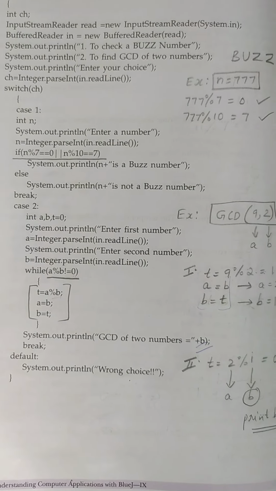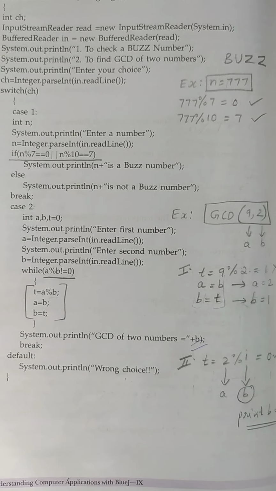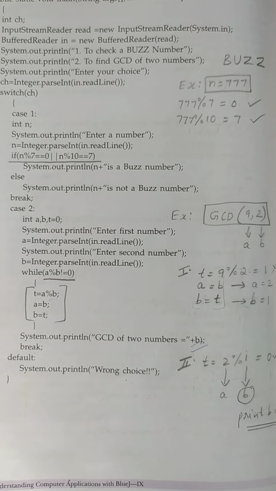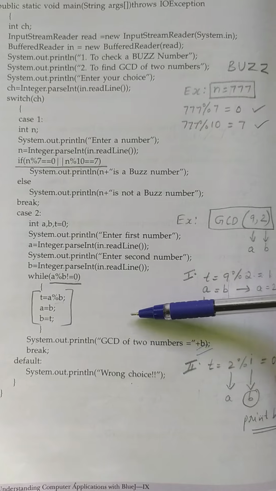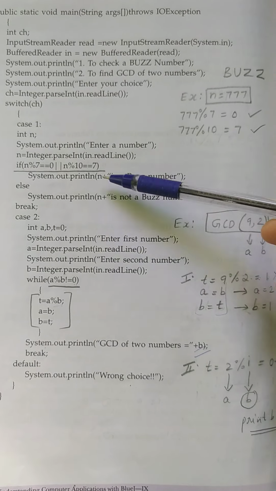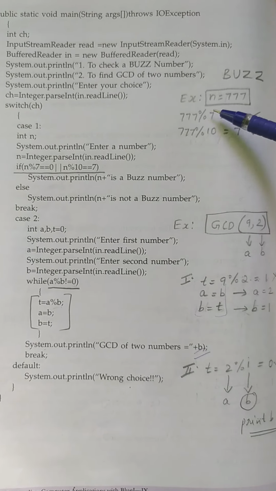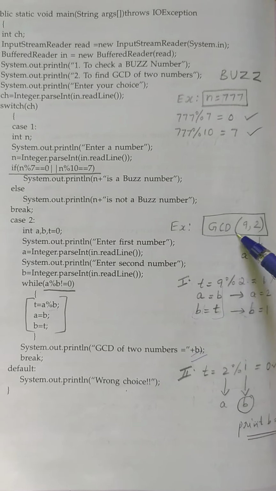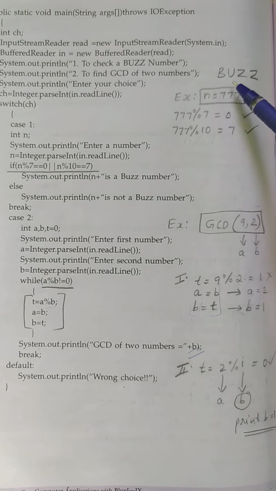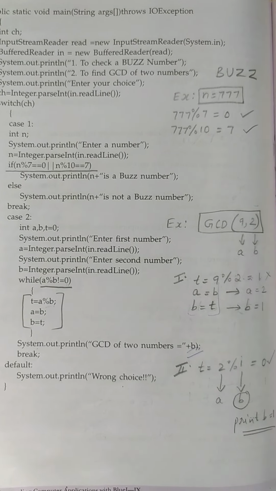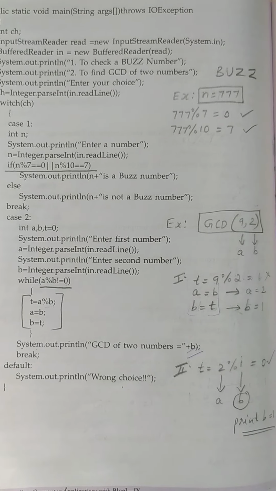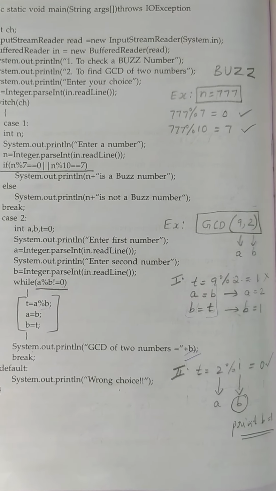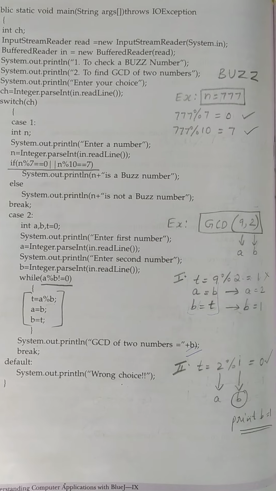So first you understand the concept of bus number and GCD. Then try to do this program. In each case, practice with other numbers also. For bus number and GCD, practice with other numbers so you will get the concept more easily. And I hope everyone understood this program.